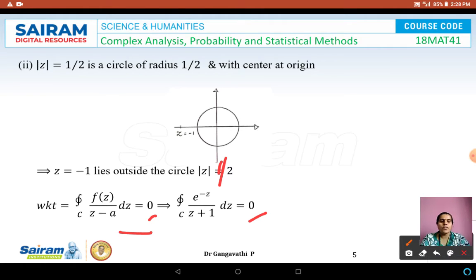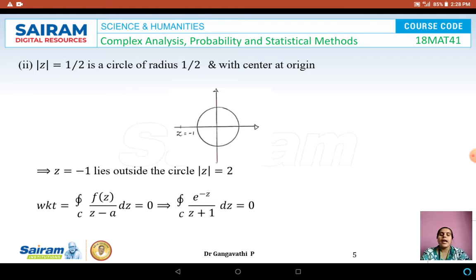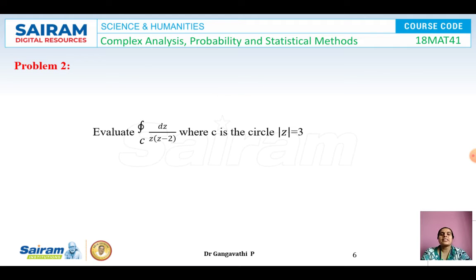So, hope you have understood how we have to evaluate, if the point lies inside and if the point lies outside. Both the cases we have illustrated here. Let us see similar problems. Evaluate integral over c dz by z into z minus 2, where c is a circle with mod z is equal to 3. So here there is a slight modification.